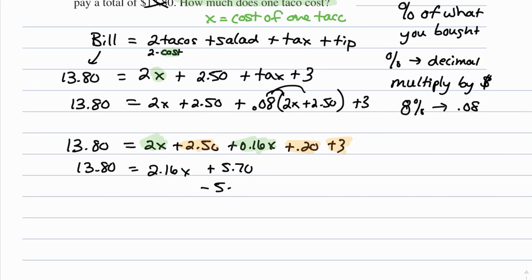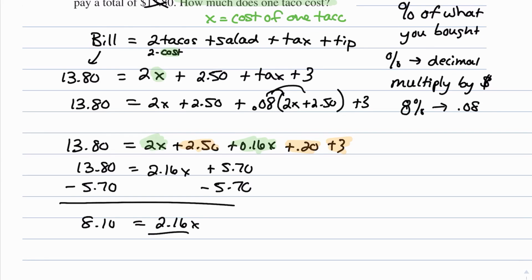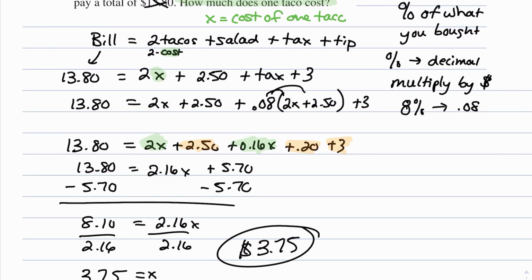So we'll subtract $5.70 from both sides because we want to start to get that variable alone. $8.10 is going to equal 2.16x. So then we'll divide by 2.16 to try to get x alone. And that gives us the answer of $3.75. And if that's x, x is the cost of a taco. So 1 taco costs $3.75.